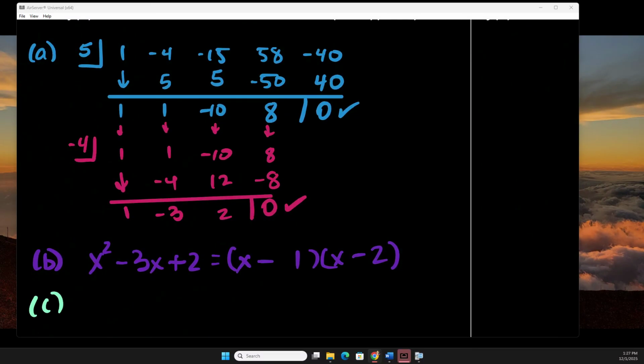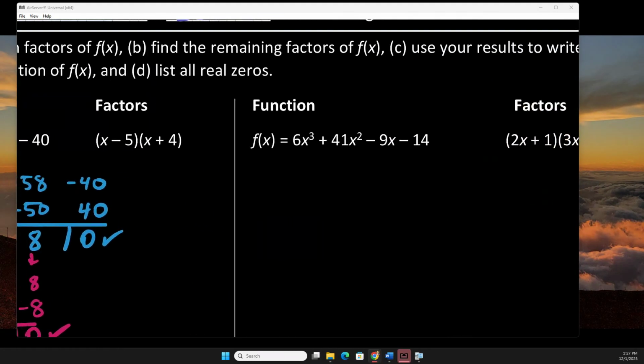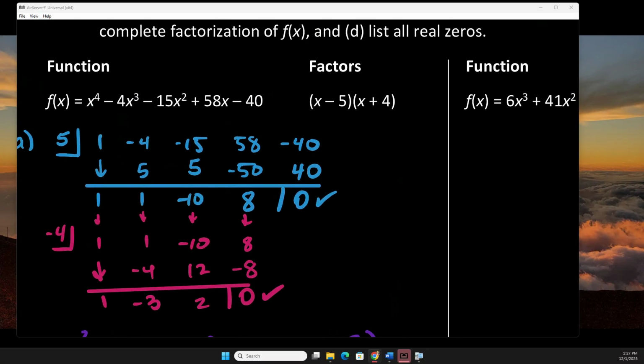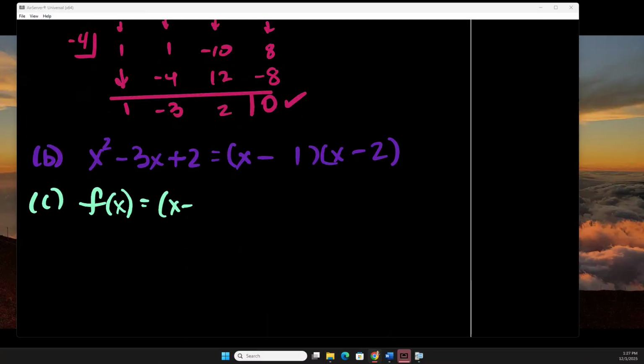Alright. And then C wants us to find the complete factorization of f. So we would write f in completely factored form. You're going to take the 2 factors that we verified, and then the remaining factors that we found. That's the complete factorization of f. So if you multiply all that out, you would get x to the 4th minus 4x cubed minus 15x squared plus 58x minus 40. I don't recommend it, just trust me, it does.